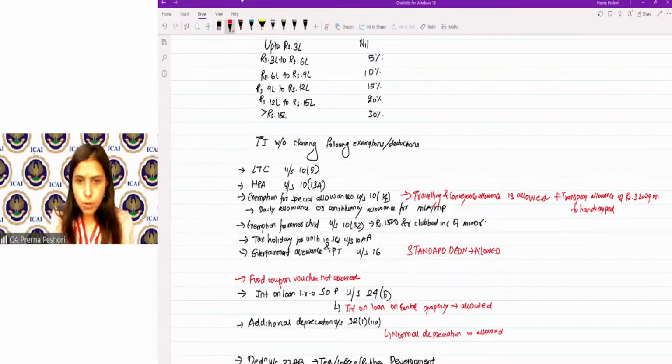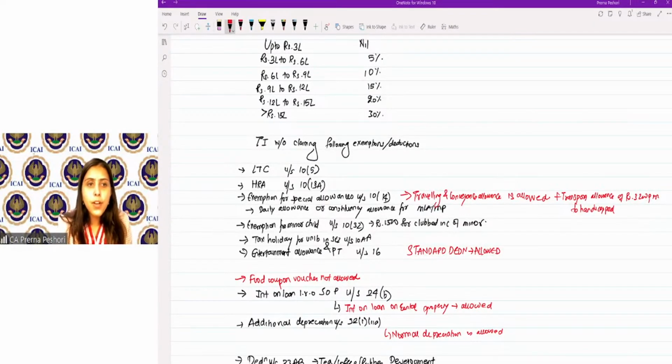Ravish asks, what about the house property loss in the form of loan interest of let out property? Can it be set off against other head? No, there's a restriction over that. It cannot be set off against other heads. So brought forward cannot be there, but yes, during the year you can.